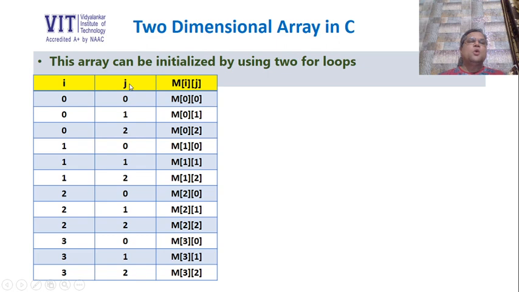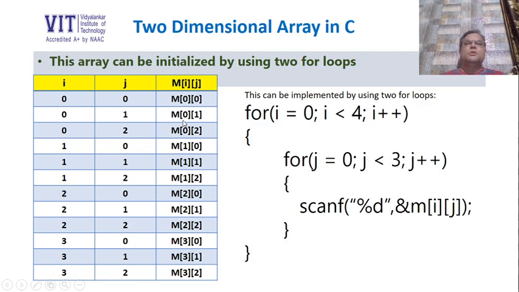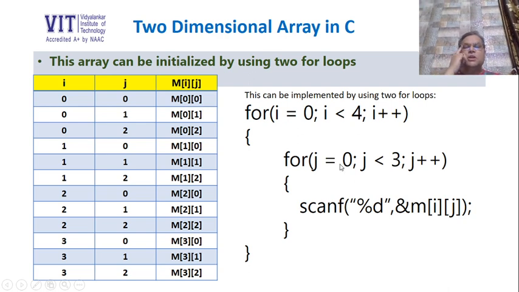So which will be the outer for loop and which will be the inner for loop? Obviously the i for loop will be the outer because it is changing less rapidly, and the for loop of j will be the inner for loop, because for one value of i, j should change over 3 values, right? So it can be performed by using two for loops like this. We implement initialization of a two-dimensional array by using one for loop, that is i's for loop, which is the outer for loop, and inside that we use j's for loop for changing the column index.